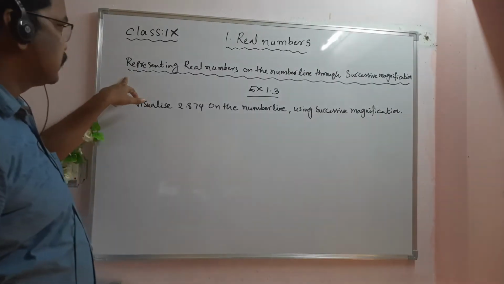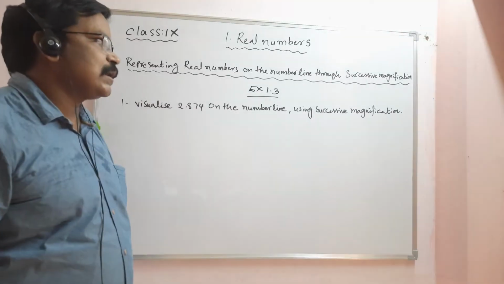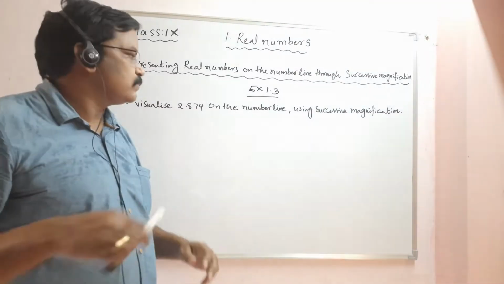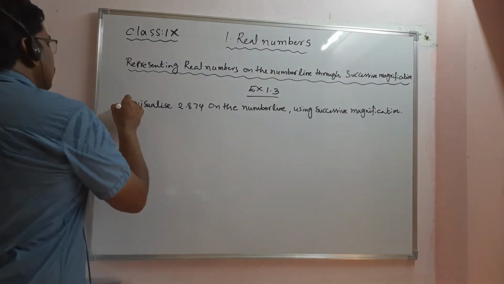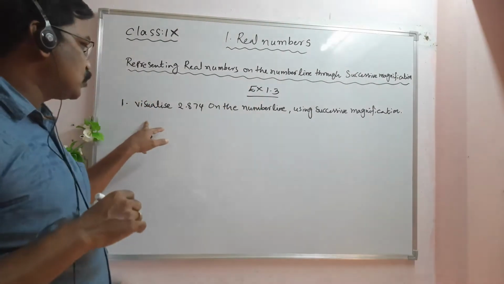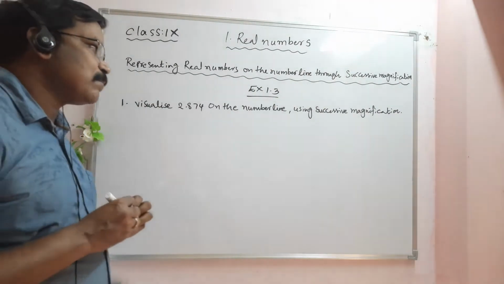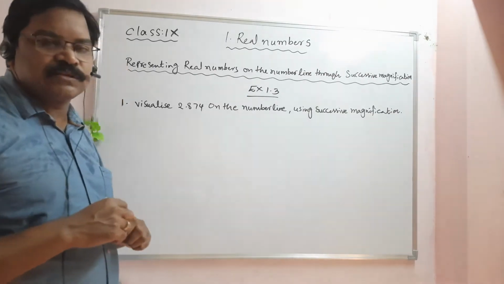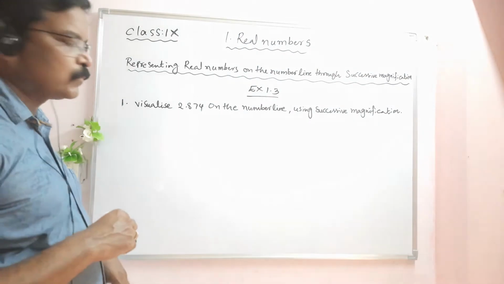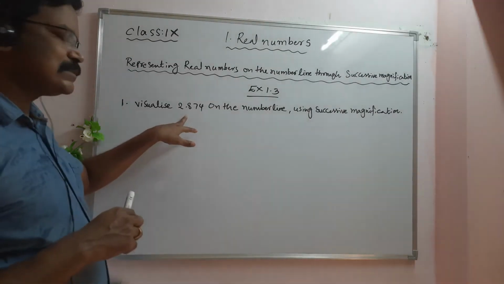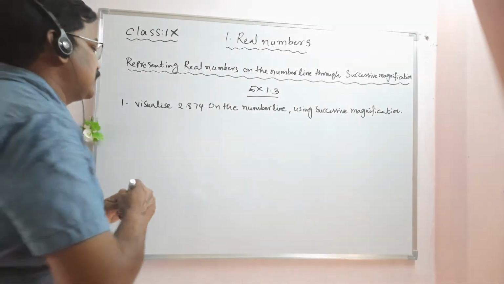Another topic in this chapter is representing real numbers on the number line through successive magnification. Here in exercise 1.3, the first sum is like this. Visualize 2.874 on the number line using successive magnification. 2.874. What do you call this decimal form? Yes, it is a terminating decimal, right?